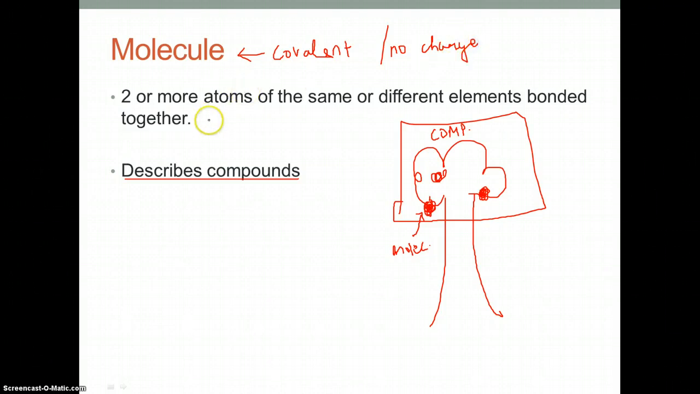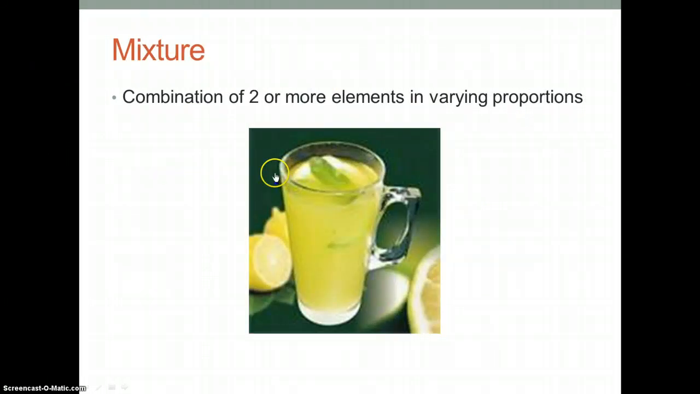So moving on to the next property is a mixture. So a mixture is a combination of 2 or more elements in varying proportions. What varying proportions mean is changing proportions. There is no fixed rule of the proportion. So here is a glass of lemonade, and in the lemonade, let's say, is lemon, also which can be citric acid, citric. There's water and sugar.